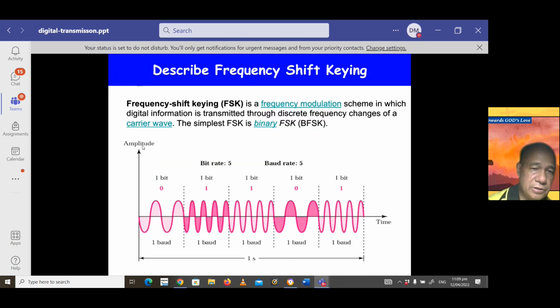But this is now a frequency shift key. You will notice, from 0 to 1, the frequency changes, maybe from 5 hertz to 10 hertz, something like that. It doubles. So if you have 01101 for a baud rate of 5, the bit rate is 5 bps. That is its representation, guys. So, FSK.